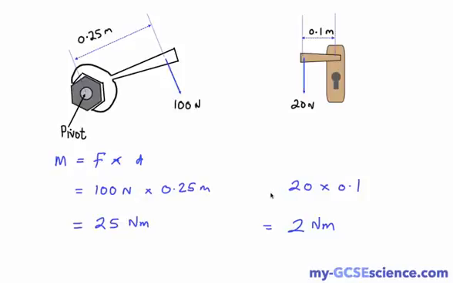Okay, so that's a couple of examples of where you might use the idea of moments, but what we also need to think about is when we have moments not just on one side but on two sides. So here's a very simple example. We've got our pivot point here, and we have two objects causing a force in two directions.